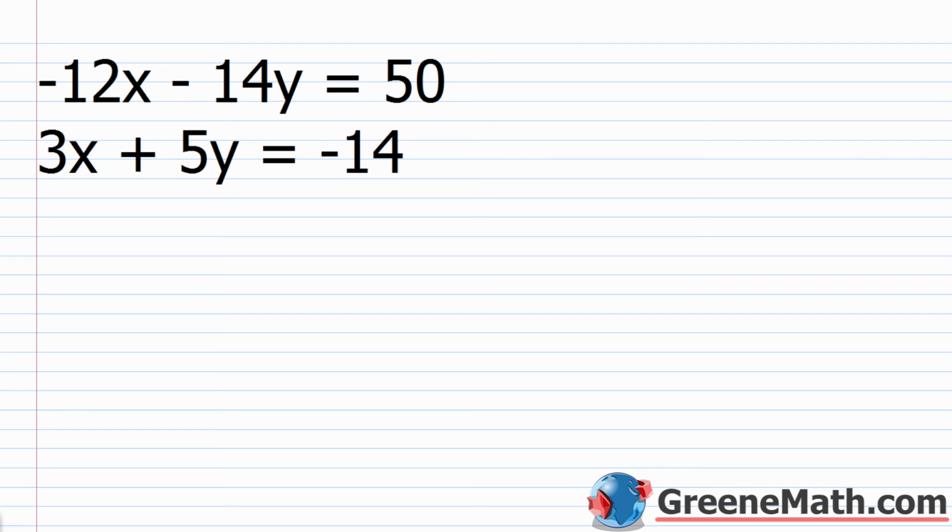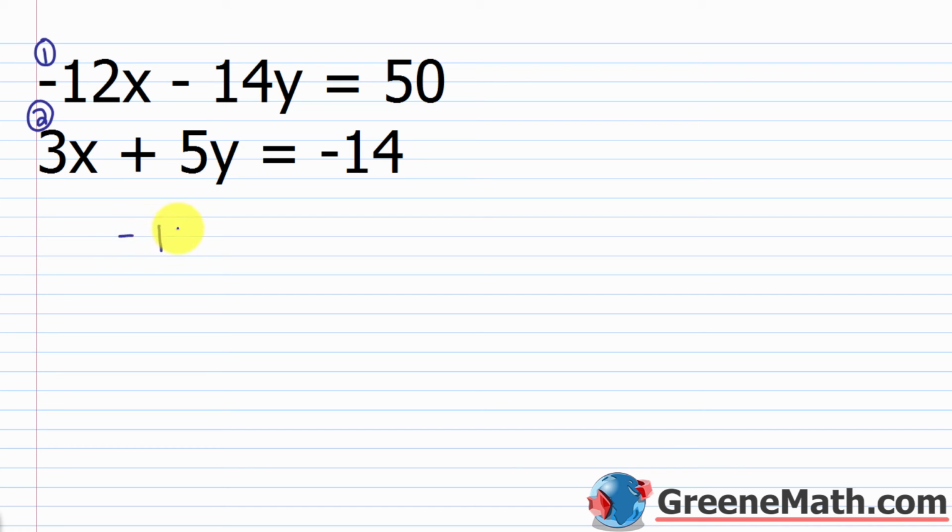All right, for the last problem, we have negative 12x minus 14y equals 50, and then 3x plus 5y equals negative 14. So again, I'm going to label these. This is equation 1. This is going to be equation 2. There's no variable that has a coefficient of 1 or negative 1. So I'm just going to start out with equation 1. I'm going to go ahead and just solve it for x.